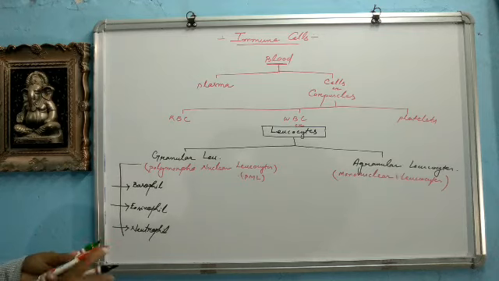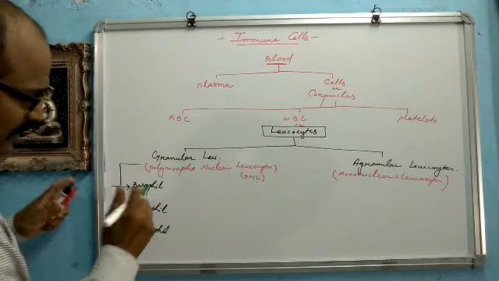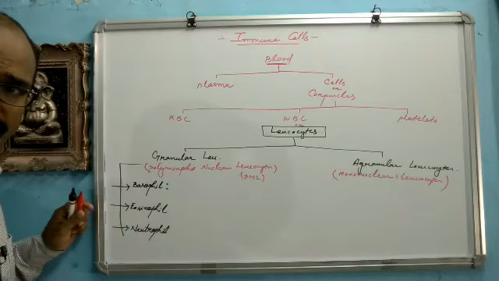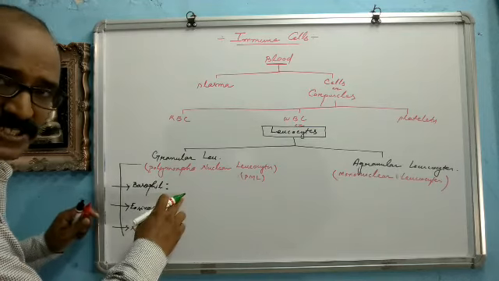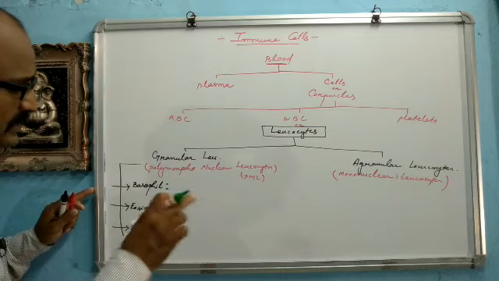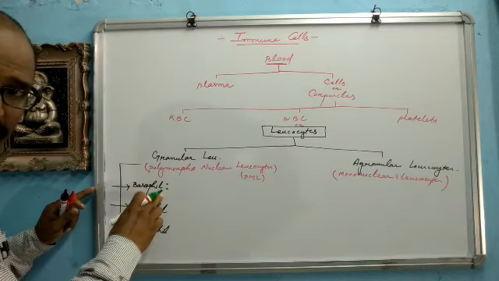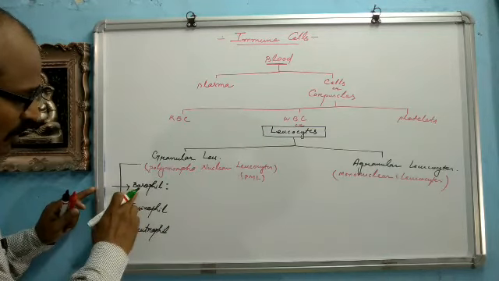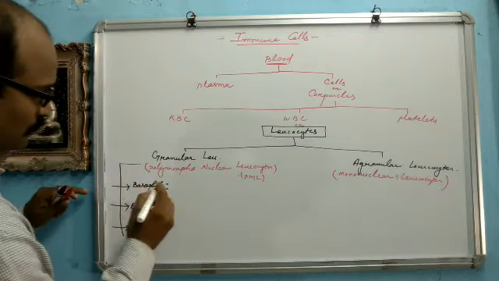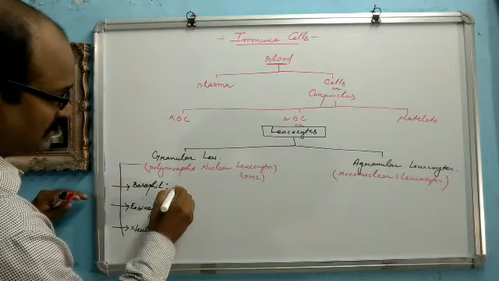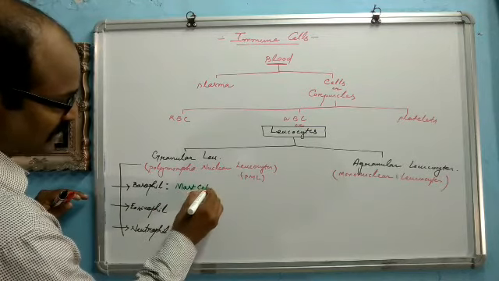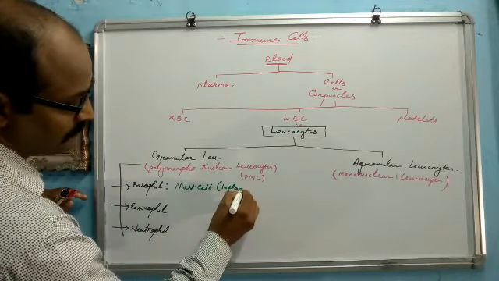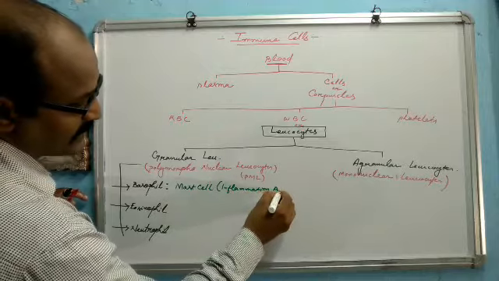The basophil is responsible for the inflammation reaction in the immune system by the secretion of histamine, particularly the histamine secreted from basophil or the mast cell. Mast cell is the modification of basophil, responsible for the inflammation reaction.